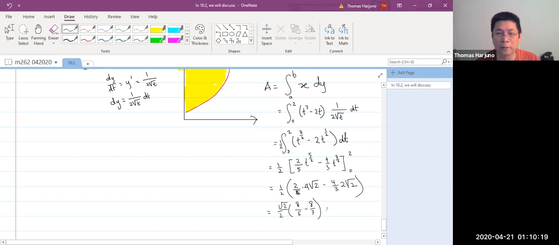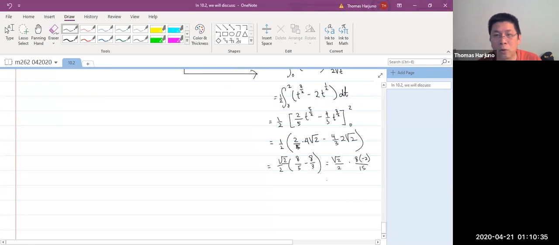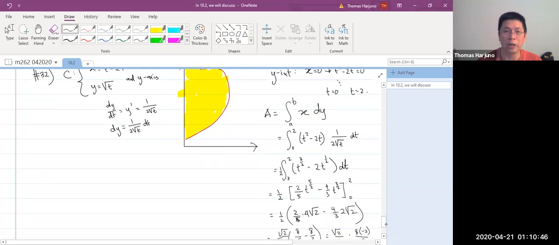This will be negative, over 15. So I get negative 4 radical 2 over 15. But we know area cannot be negative. Yeah, we know area cannot be negative.